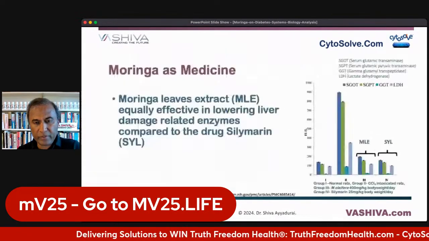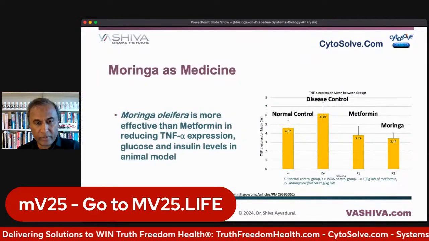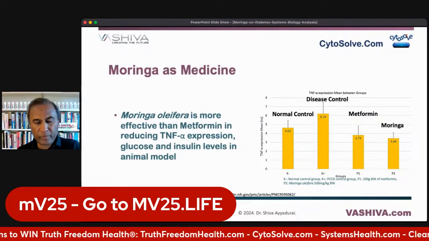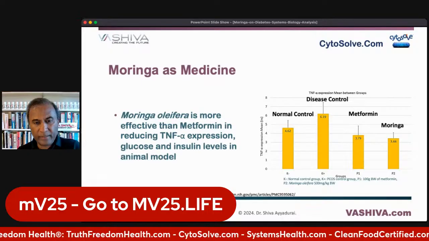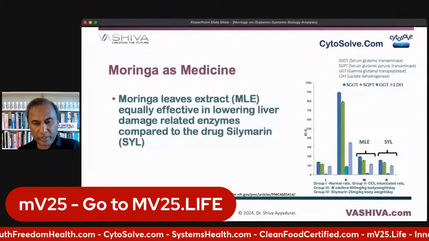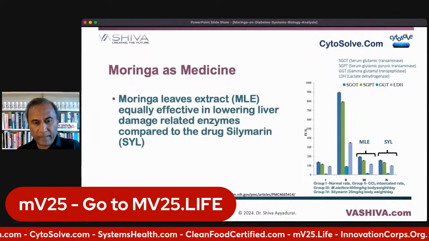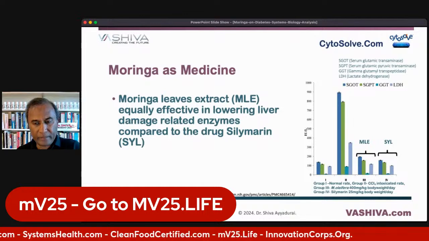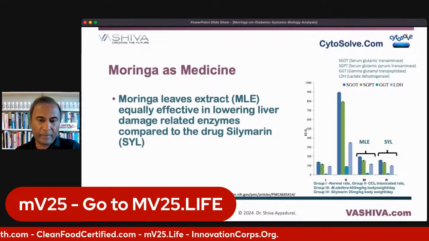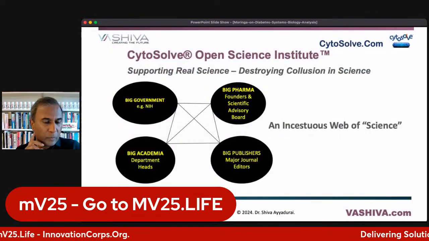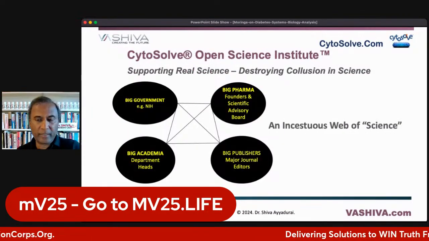So those two things are quite powerful. Here in this case, Moringa performs better than metformin in terms of TNF-alpha expression, and here it performs better in supporting the liver. So now, why is it that these things are not talked about widely and we don't put more and more research into it?